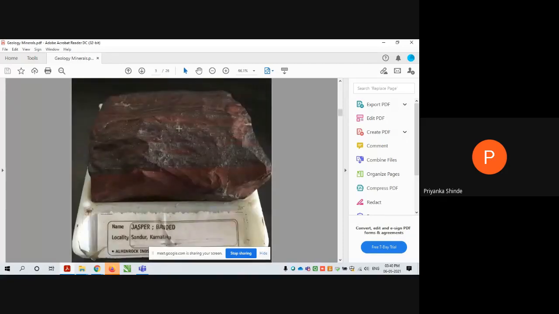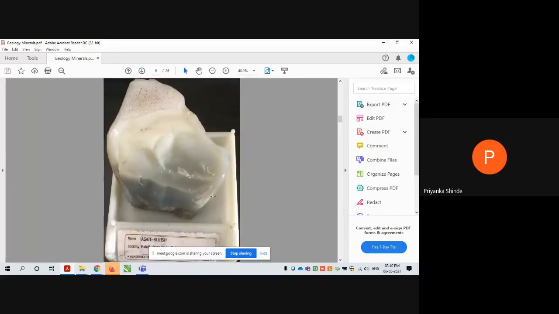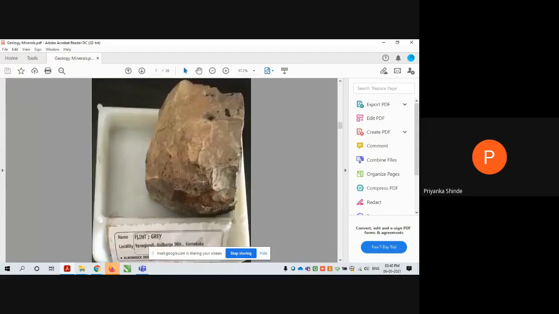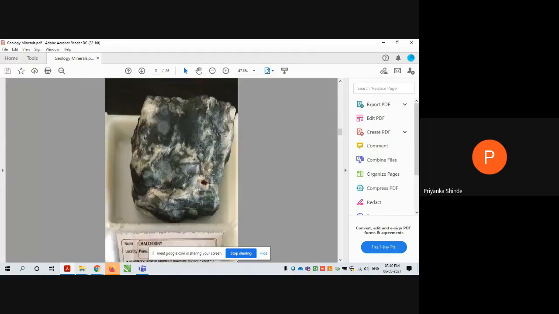This form is banded, you can write it as banded form. This agate is also showing banded form. Like this you can write the form. This is again a massive, crystalline massive form. This chalcedony is cryptocrystalline. Cryptocrystalline means there are crystals, but you cannot see them with the naked eye. You have to use the microscope. Under the microscope you can see the development of crystals. Such a form is called cryptocrystalline.